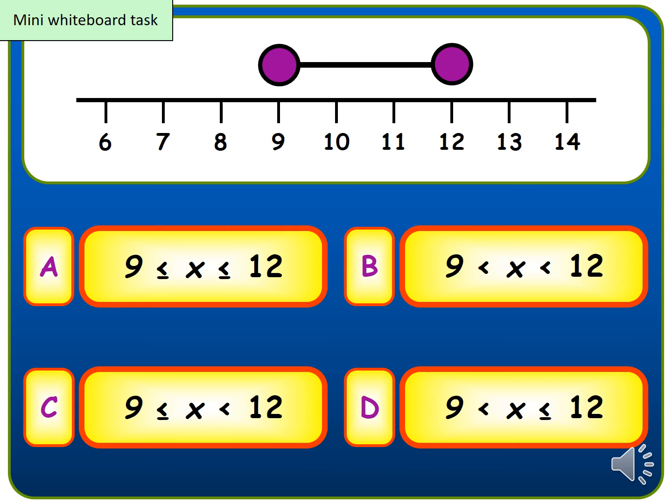Can you please have a go at this mini whiteboard question? Once you're finished, come back and I'll give you the answer. Welcome back. So the correct answer is: x is greater than or equals to 9 and less than or equals to 12.